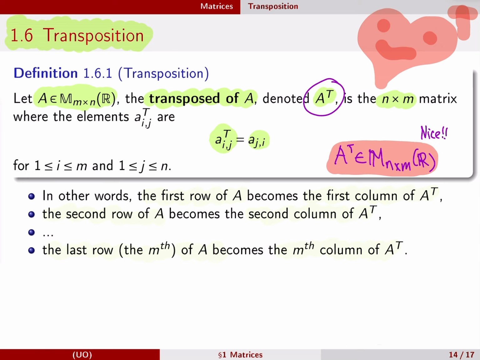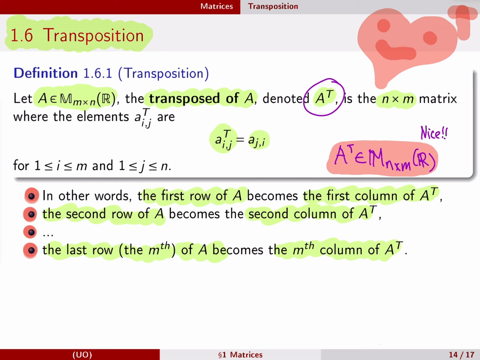But the simplest way to think about this operation, because this is a simple operation to compute, is to take the first row of A, and this will become the first column of that transpose. And the second row of A will become the second column of the transpose. And all the way to the last row, the mth row of matrix A, which becomes the mth column of the transpose. And actually, you can do it the other way. You could say that the first column of A becomes the first row of A transpose, and so on. So it's up to you.